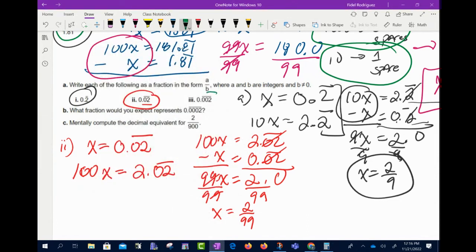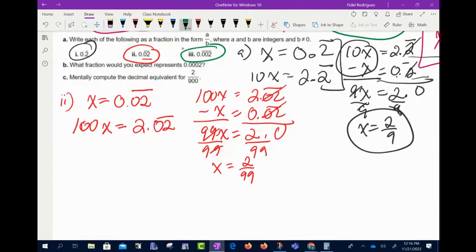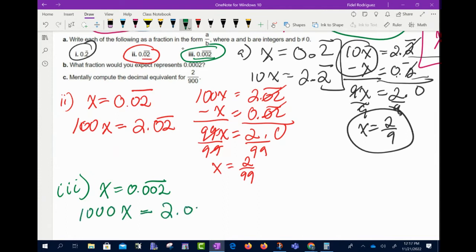All right, so there's a third part to part A, okay? So let's do the third part. The third part, 1, 2, 3, okay? Again, I want you to notice how many numbers here are repeating. There's 3 numbers that are repeating, okay? So I'm going to write x equals 0.002, okay? Since there's 3 numbers repeating, I'm going to multiply everything here by 1,000.